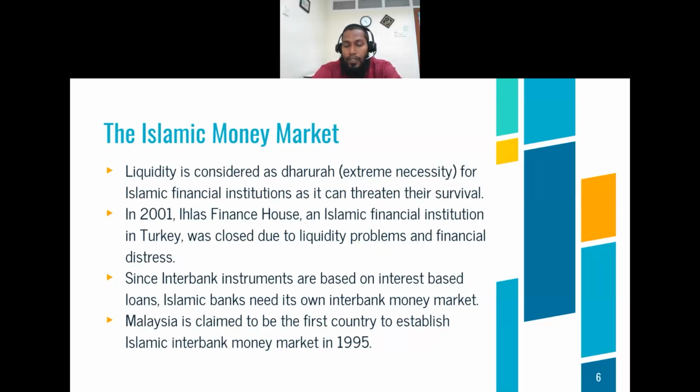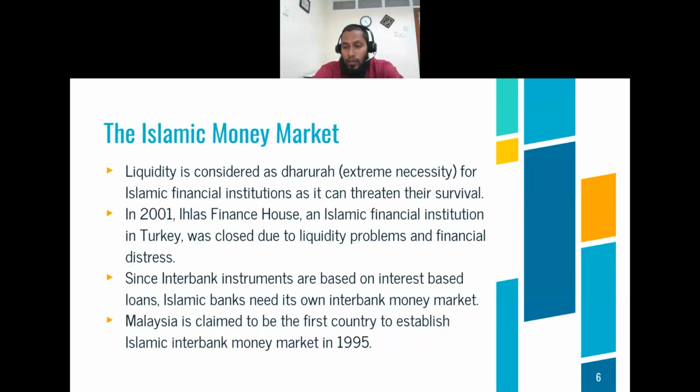As an example, in 2001, Ihlas Finance House, a financial institution in Turkey, was closed due to liquidity problems as well as financial distress. So for the survival of Islamic banks, it is very important to have an Islamic money market. However, the conventional money markets are not Sharia compliant because they involve riba, gharar, and maisir. So all the prohibitions are there.